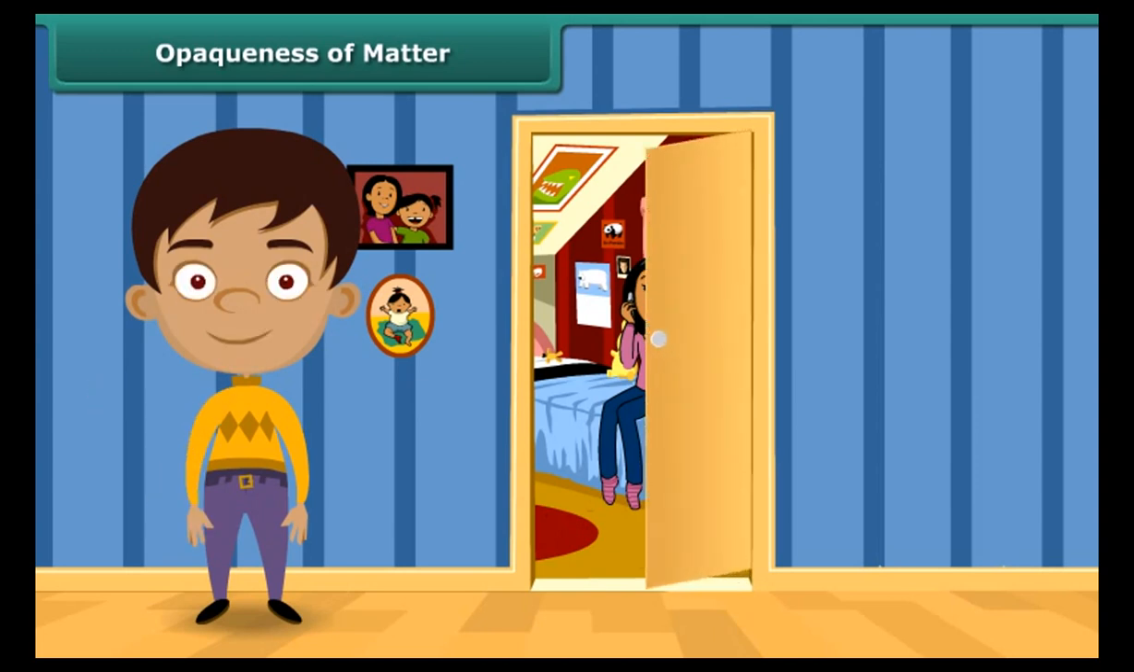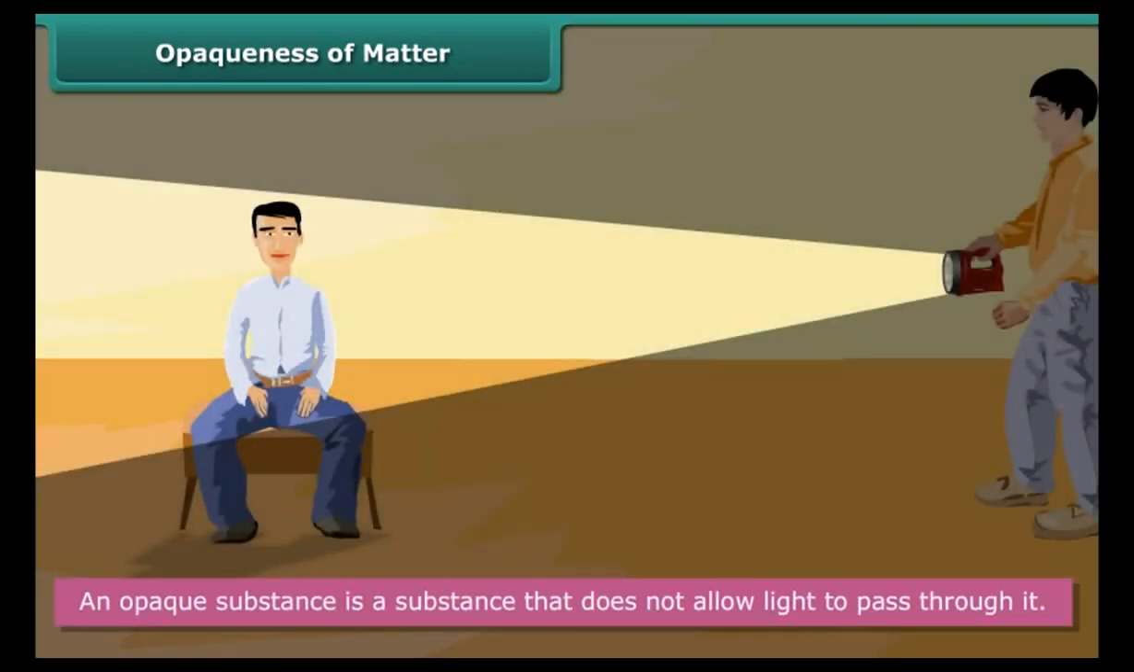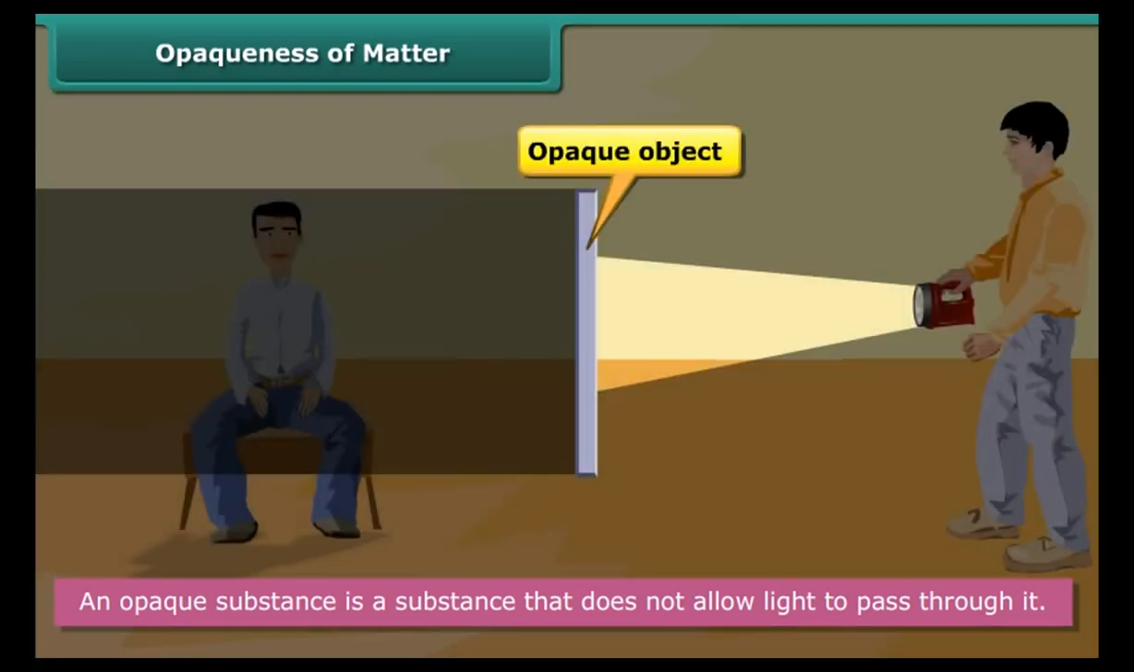Can you see what is happening in a closed room? No? Do you know why? It is because the walls and doors of the room are opaque. An opaque substance is a substance that does not allow light to pass through it. In other words, it is impenetrable by light. It does not absorb light. Instead, it reflects light back. Hence, we cannot see things through an opaque substance.